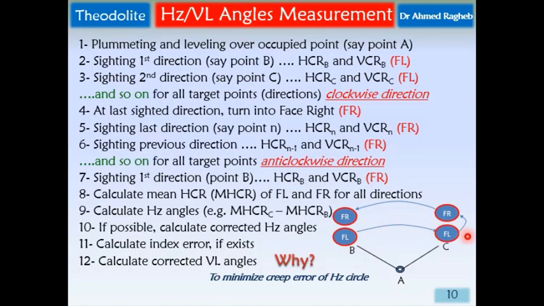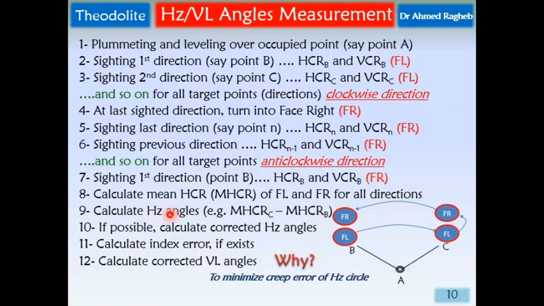We finalize all points in one face and then the other points in the other face, ending up with 2 readings for the HCR and 2 readings for the VCR for each point. In the case of the HCR, we'll calculate the mean HCR. We have an HCR from face left and HCR from face right. We'll calculate the mean from face left and face right for all directions.